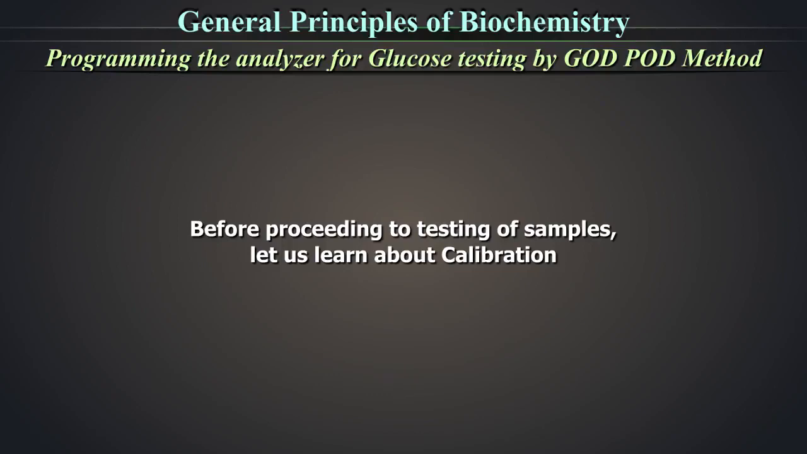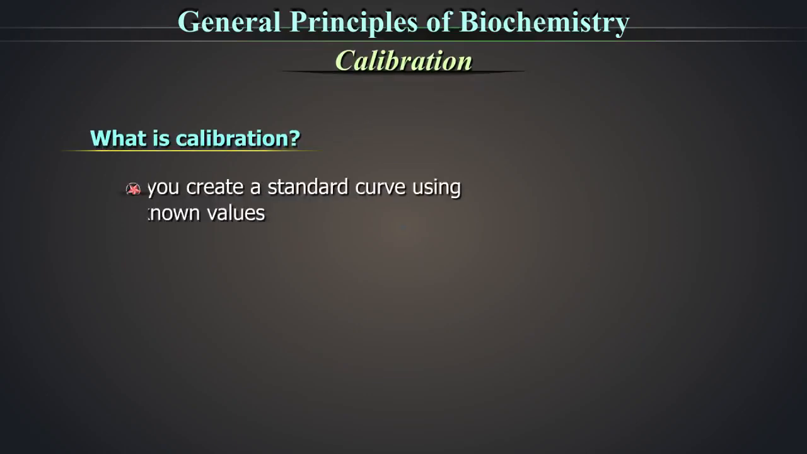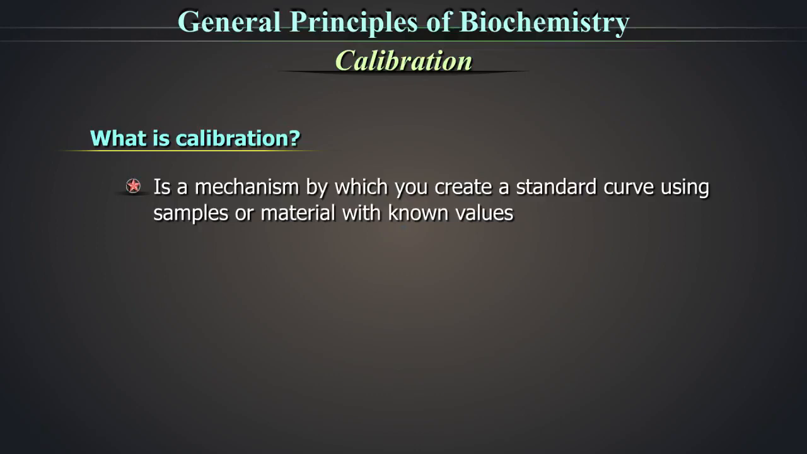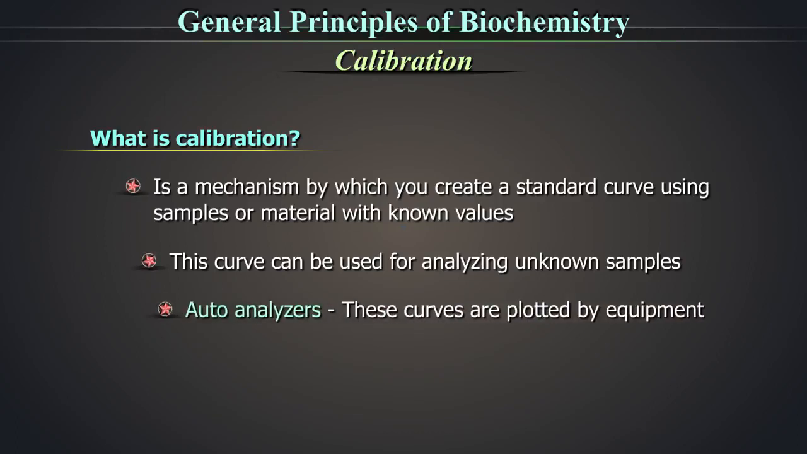Before proceeding to testing of samples, let us learn about calibration. What is calibration? Calibration is a mechanism by which you create a standard curve using samples or materials with known values. This curve can be used for analyzing unknown samples. In the case of autoanalyzers, these curves are plotted by the equipment using a standard. If you want to understand how to plot this manually, please see the HB by Drabkin's method video, where we have explained the details of plotting a graph.